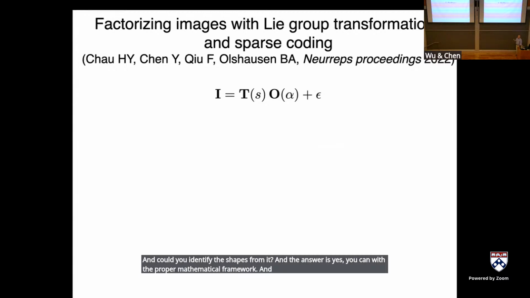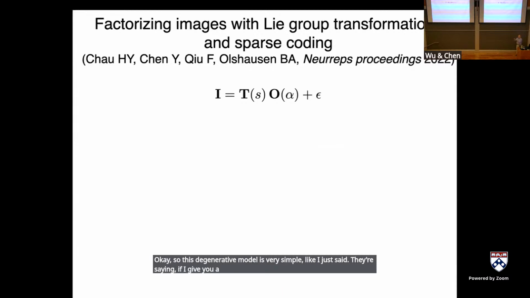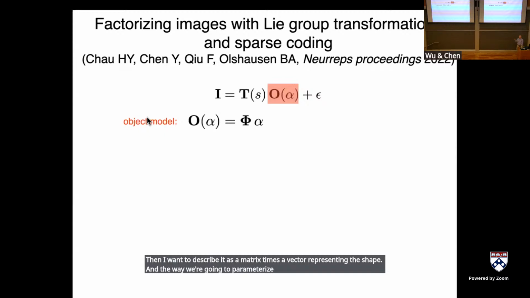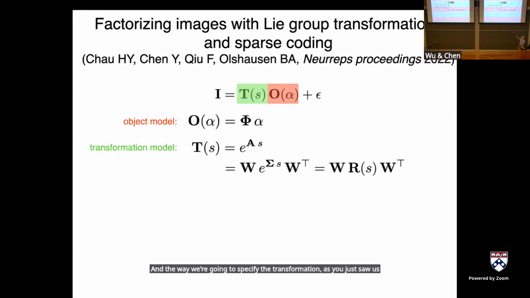The way we approach this is by describing the data using a generative model. The generative model is very simple. If I give you a data vector, just think of this as a vector of the rastered-out pixels in the image, then I want to describe it as a matrix times a vector representing the shape. The way we parameterize the shape is using a sparse coding model, so we learn a dictionary of shapes weighted by coefficients alpha. And the way we specify the transformation, as you just saw, is in terms of a Lie group operator, in terms of this matrix exponential.